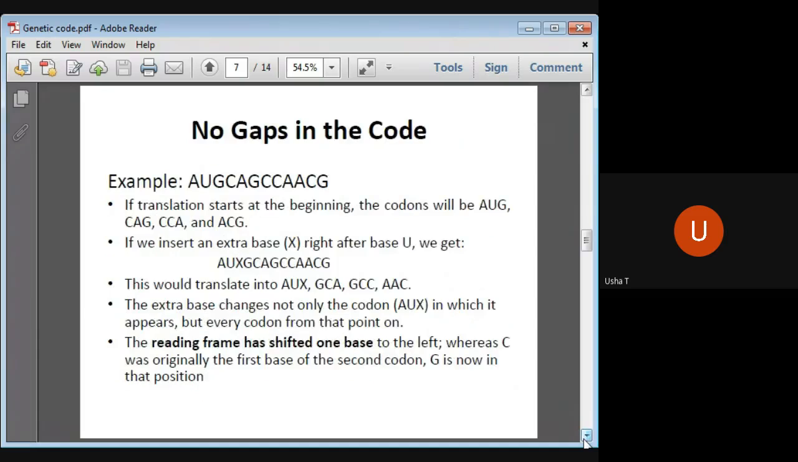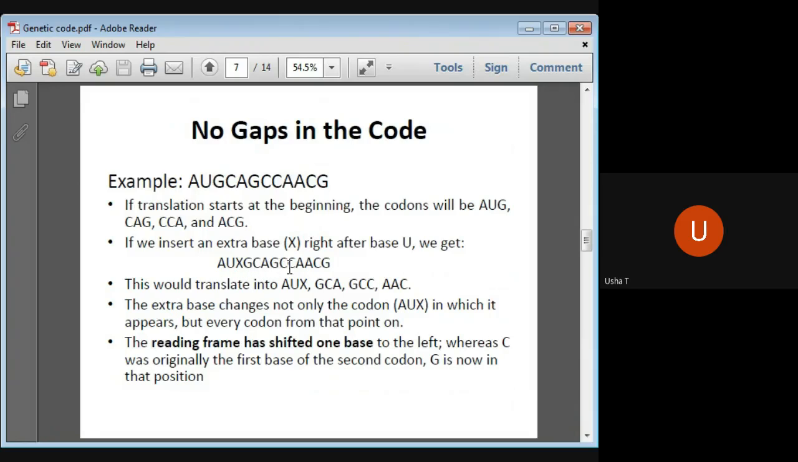Next one is no gaps in the genetic code. So what is this no gap? If you look at the reading frame here, AUG, CAG, CCA, ACG, if translation starts at the beginning, the codons will be AUG, CAG, CCA, ACG. So these are the four codons. If we insert an extra base, let's assume at the third place, right after base U, then what will we get?